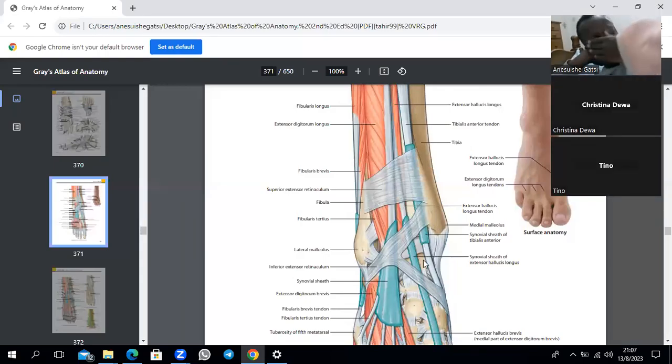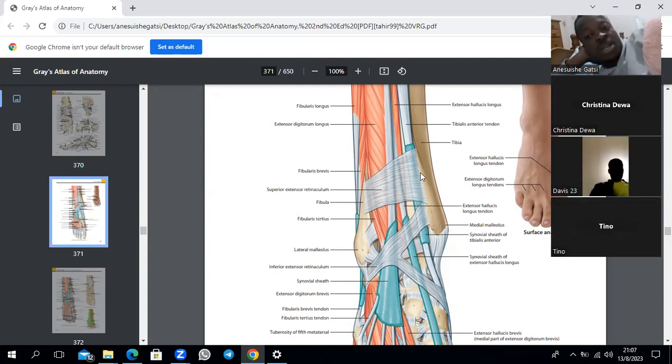All right, so we'll now proceed to the foot. But before we get to the foot, there's a region in between the leg and the foot, which is the ankle region, right? So in your ankle region, we have what we call retinacula. For example, these two here. We have retinacula, which are extensions of deep fascia. These retinacula work to tether the tendons down so they are not that mobile.